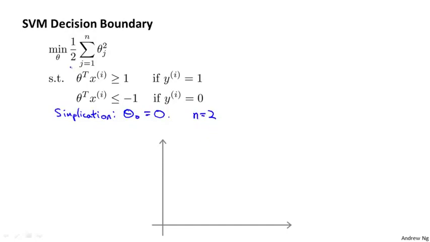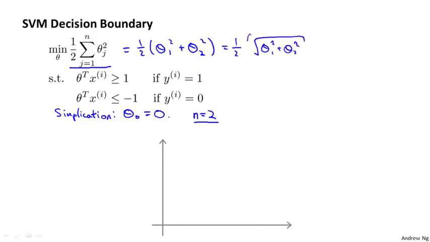Now let's look at the objective function, the optimization objective of the SVM. When we have only two features, when n is equal to 2, this can be written as 1/2 of theta 1 squared plus theta 2 squared, because we only have two parameters, theta 1 and theta 2. And I'm going to rewrite this a bit. I'm going to write this as 1/2 of the square root of theta 1 squared plus theta 2 squared, and then squared. The reason I can do that is because for any number w, the square root of w and then squared is just equal to w. So square roots and squares should give me the same thing.